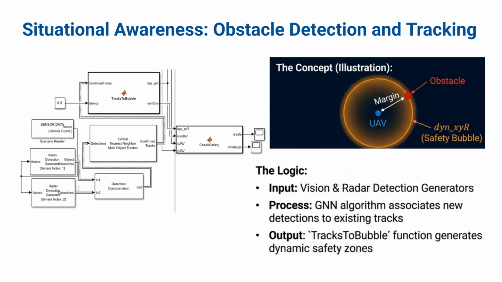To handle dynamic obstacles, we introduced vision and radar detection generators. These detections are processed by a global nearest neighbor multi-object tracker, which associates new measurements with existing obstacle tracks. Each tracked obstacle is inflated into a safety bubble, accounting for uncertainty and latency, enabling safe interaction with moving objects.